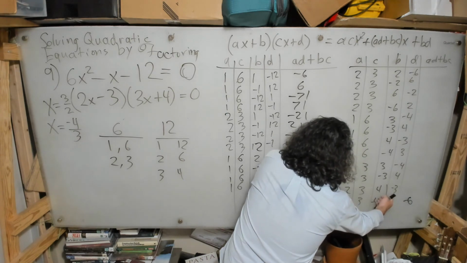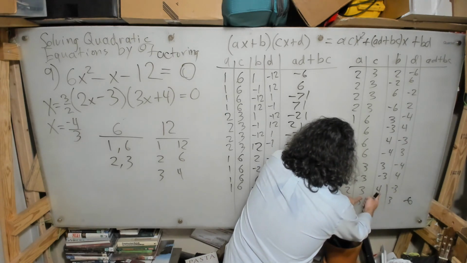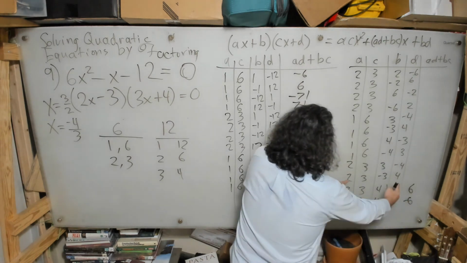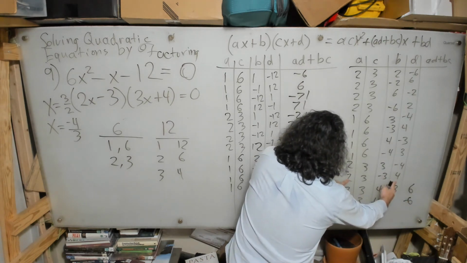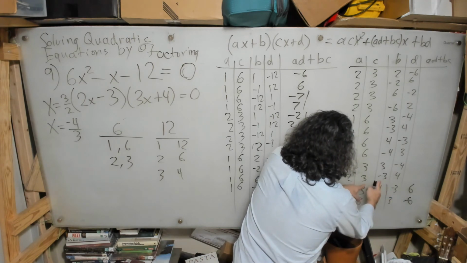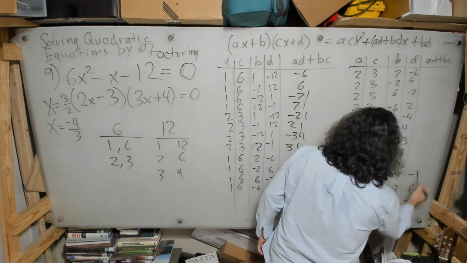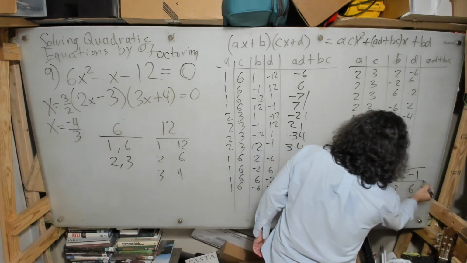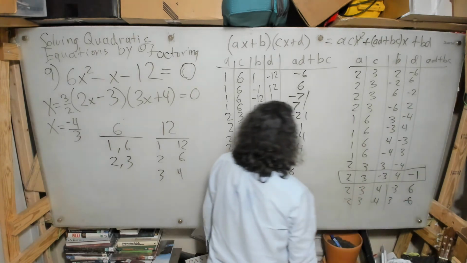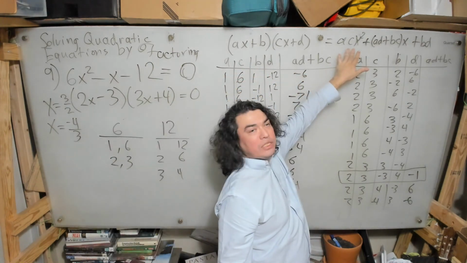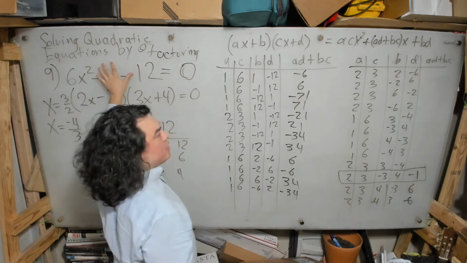A times D here is negative 6. 3 times 4 is 12. Negative 6 plus 12 is positive 6. A times D here is 8. BC is negative 9. 8 plus negative 9 is minus 1. So we see that it's this row that satisfies the criteria set forth by us in attempting to force this to match this, okay?